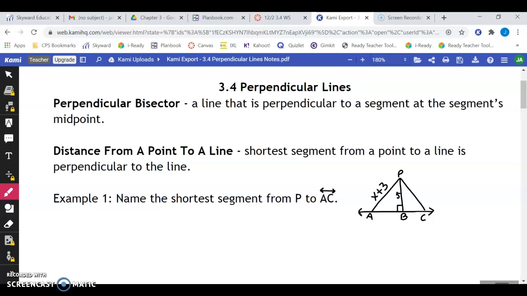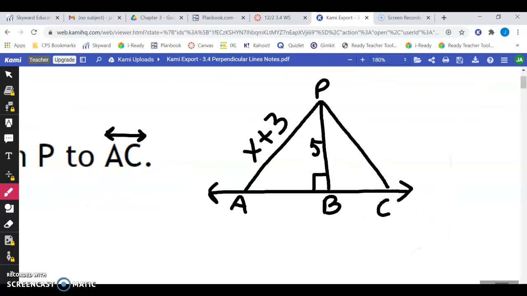Section 3.4 is talking about perpendicular lines, and a perpendicular bisector is a line that is perpendicular to a segment at the segment's midpoint. So we have to make sure that it's right at the middle of that segment and it's perpendicular, so it would form 90-degree angles. The distance from a point to a line is the shortest segment from a point to a line, and it's perpendicular to the line. So for example 1, name the shortest segment from P to AC, or to line AC.